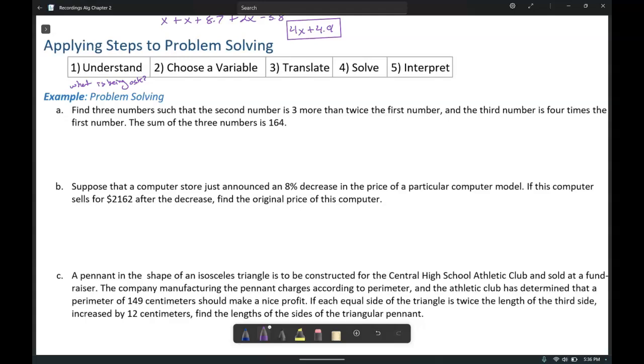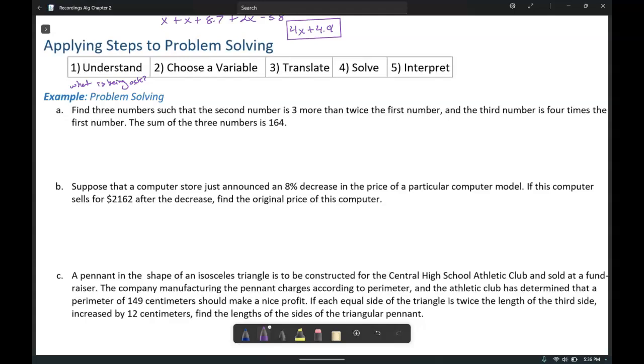And part of that is to think about how you would write the scenario in your own words into an expression or a sentence that can be translated into a series of expressions. Then we want to choose our variable. Sometimes the variable is defined for us. If not, we want to figure out what the variable is and define it so that we have an understanding for what it means in the context.